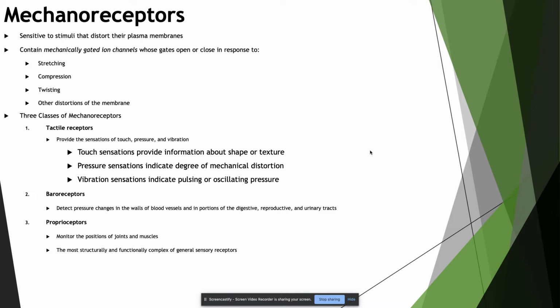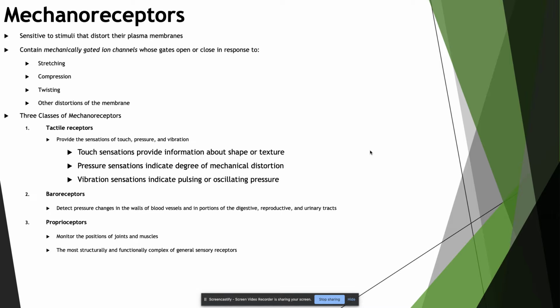Touch sensations will provide information about shape or texture, whereas pressure sensations indicate the degree of mechanical distortion. Vibration sensations indicate a pulsing pressure, and receptors involved may be specialized in some way. For example, rapidly adapting tactile receptors are best suited for detecting vibration, but your interpretation of a sensation as touch rather than pressure is typically a matter of the degree of stimulation and not differences in the type of receptor that's stimulated.